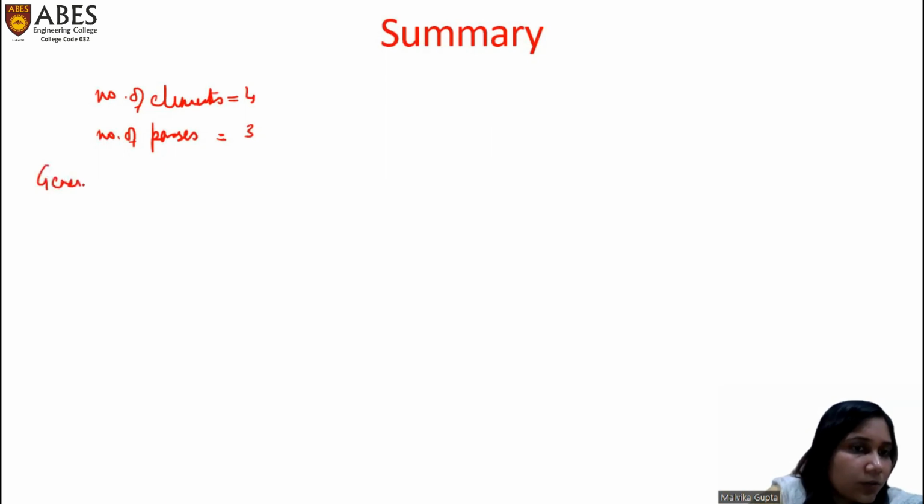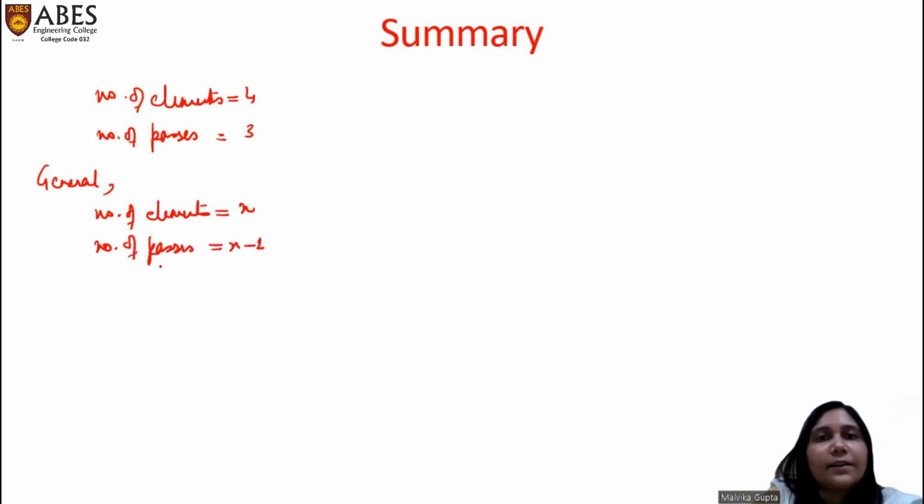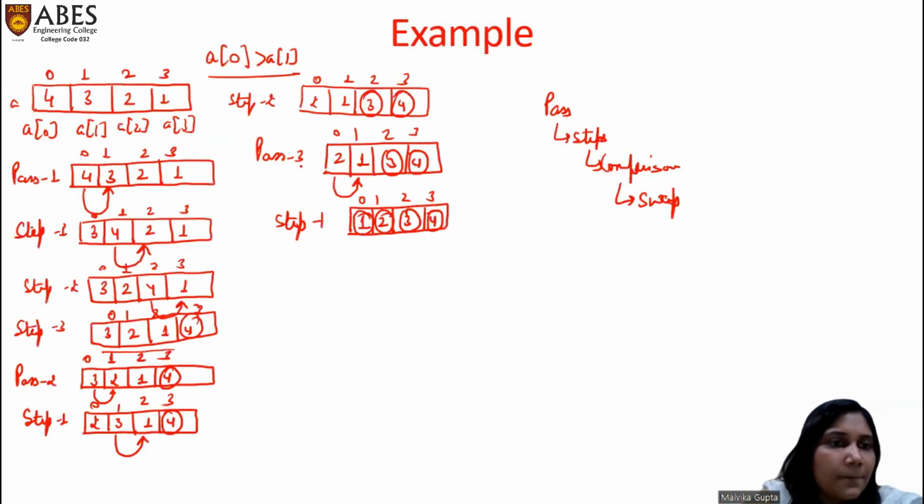Now with this, you can conclude a general concept. In general, we can say that if my number of elements is equal to n, then number of passes equals n minus 1. This we have identified from here, right? Now I wanted to make a summary. I'm representing P for passes, S for steps, and N for number of elements. So if you see, there are 3 passes: pass 1, pass 2, and pass 3.